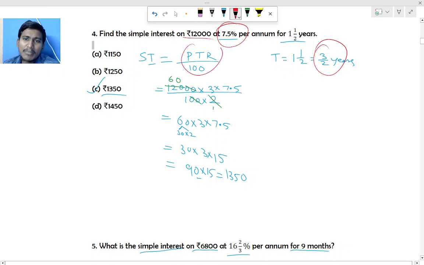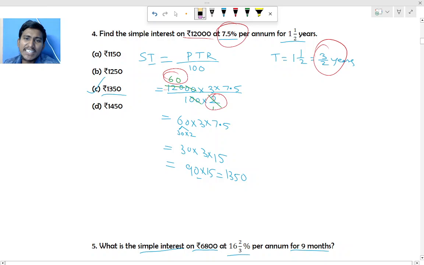So here PTR by 100, you just substitute. Principal is 12,000. Time is 3 by 2. Rate of interest is 7.5%, so divided by 100. Okay? Good. Now cancel it. Here you cancel the zeros first. 2 zeros cancelled. Next after that you cancel with 2 now. 2 how many is 120? 2 60s are 120.